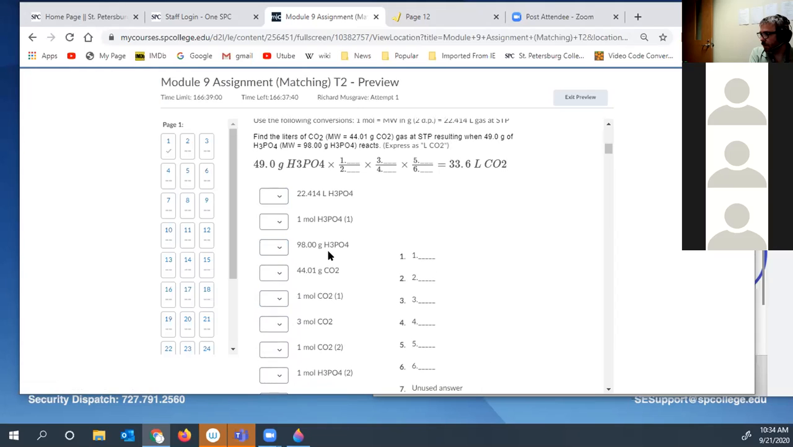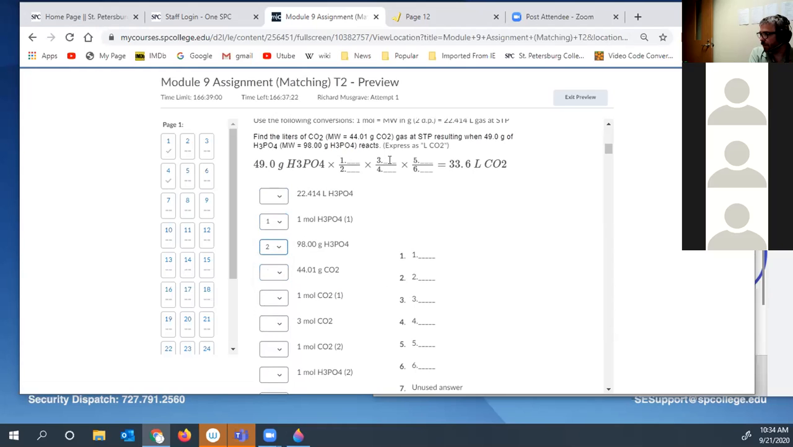So we know it goes, moles of H3PO4, 1 mole of H3PO4 will go on top. Now notice this one has a 1 here. That's the first instance of it, so that's one you use first. And then grams of H3PO4 goes on the bottom. That's the molecular weight, so that's number 2.